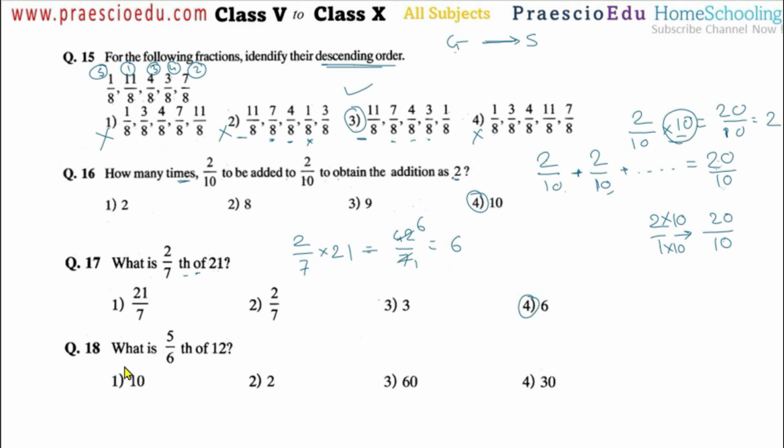Now question number 18, what is 5 by 6th of 12? So 5 by 6th of 12 means multiplication with 12. We can do the multiplication, or we can do the division directly here. So 6 ones are 6 and 6 twos are 12. Now 5 twos are 10. 10 comes in option number 1.